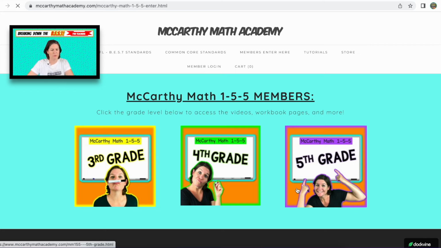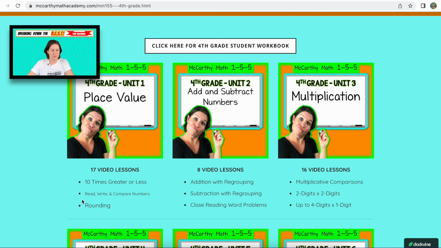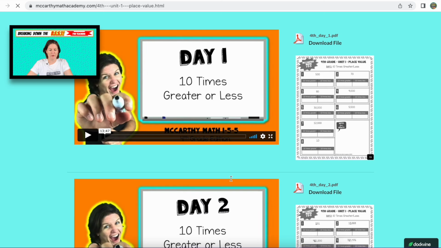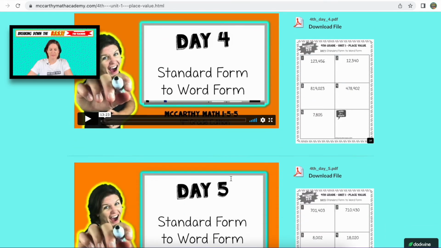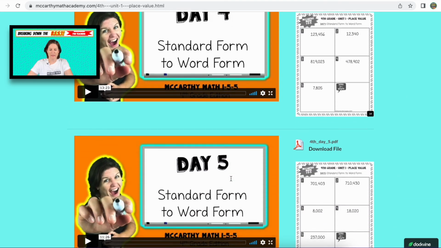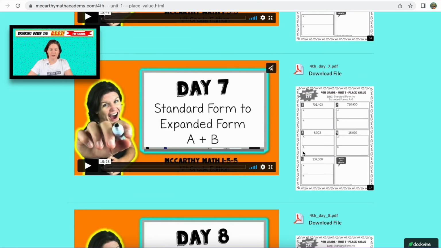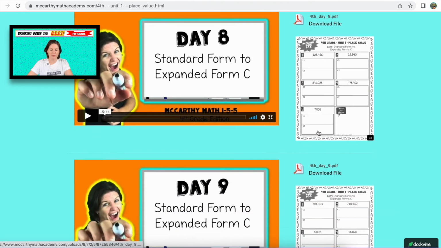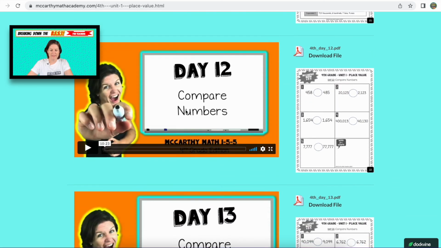I do believe 4th grade did have, so we do have reading and writing and comparing numbers in this place value standard right here. If you need some extra practice, you've used everything in Taking on the BEST and your students need some more practice, you can do that. Again, video lessons, printables right there with the gold package. So you can take a look at that if you've got it. Lots and lots of practice there.